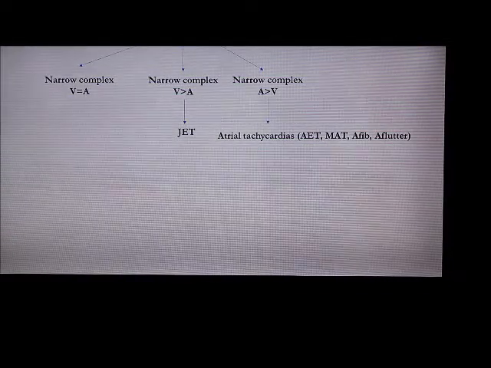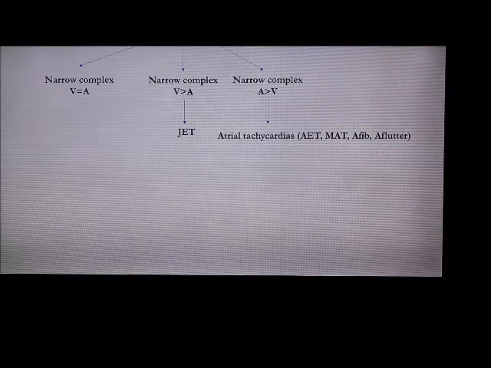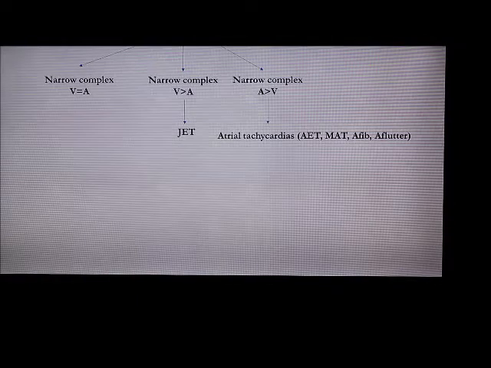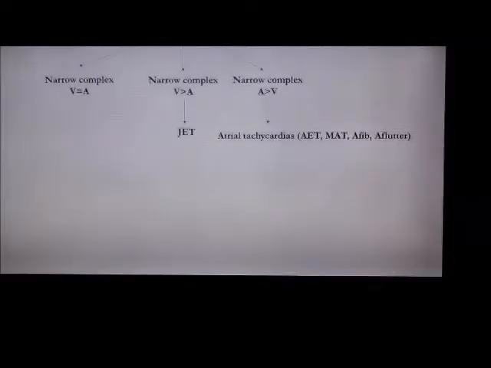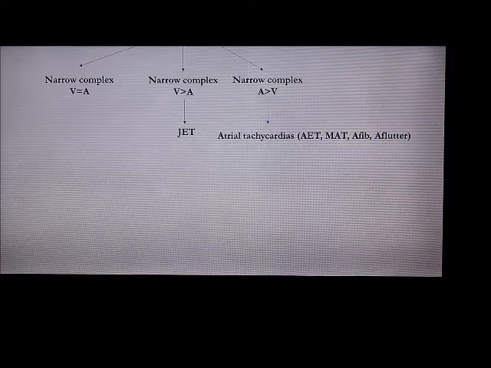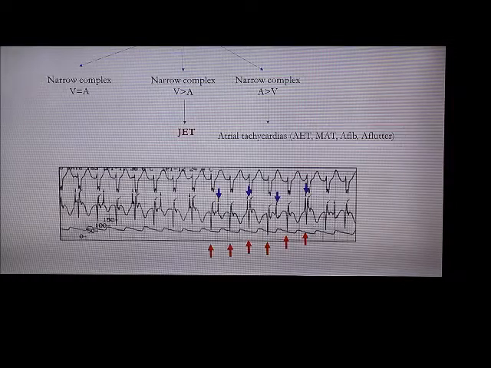So once you know the relationship between the V's and A's, you can classify them based on that relationship: if they're equal, if you have more V's than A's, or if you have more A's than V's. So we should start with the first one. More V's than A's, this is junctional rhythm. Narrow complex tachycardia with more V's than A's, it's junctional. There's no other differential diagnosis, so just memorize that. You don't have to even think of it. It's junctional rhythm, okay?